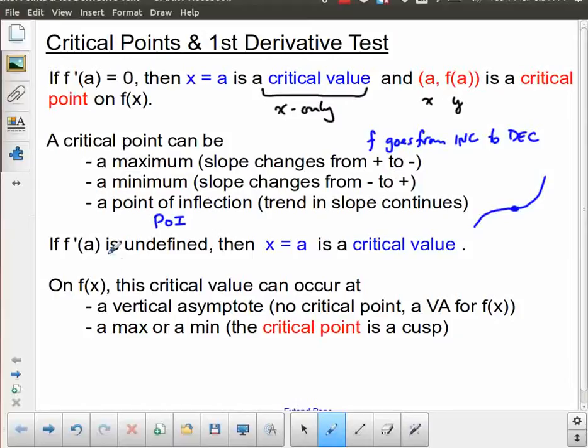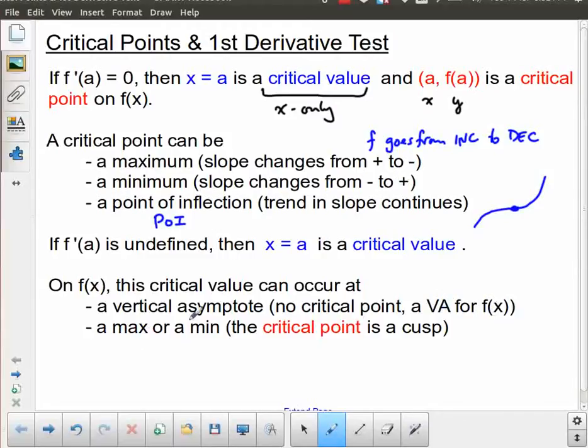Now, what if we find this value x equal a, but we're not able to find a value where it's equal to 0? What if we find out that there are some values of a where the derivative is undefined? Then x equal a is a critical value. Once again, this is a critical value. But the meaning of this critical value can be different depending on how that critical value ties into the original function. For example, we might find a critical value that was a vertical asymptote on the original function. If that's the case, it doesn't form a critical point. Yes, it's a critical value, but it's not a critical point, it's just a vertical asymptote.